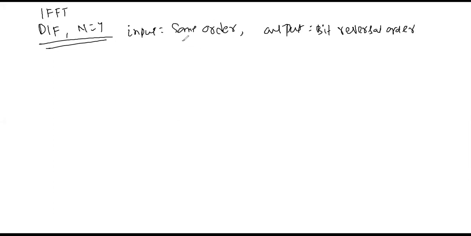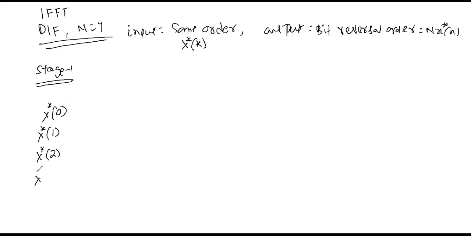Okay, and you all know that the input is X conjugate k, and the output is N times x conjugate n. Now simply do the stage 1 calculation. The input is in the same order: X conjugate 0, X conjugate 1, X conjugate 2, X conjugate 3. Now simply plot one line like this.